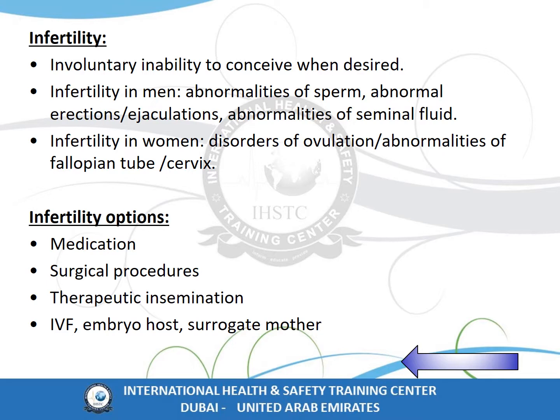Infertility options. Options include medications, surgical procedures, and therapeutic insemination. Other therapies are available, such as in vitro fertilization, surrogate mother, and embryo hosts. Adoption may also be an option. The nurse needs to provide support to the couple in the decision-making process and during therapy.